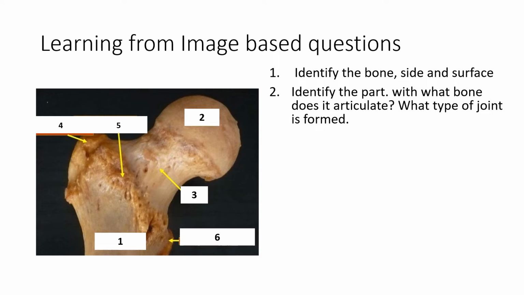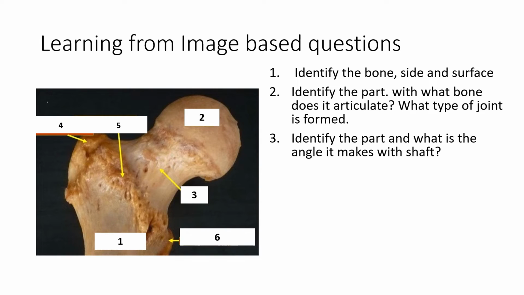Then let us move on to number 3. So what is this one? This part is the neck of the femur, and what is the angle it makes with the shaft? The neck of the femur is around 5 centimeters long, and it joins with the shaft at an angle of 125 degrees. 125 degrees. So that is the neck shaft angle.